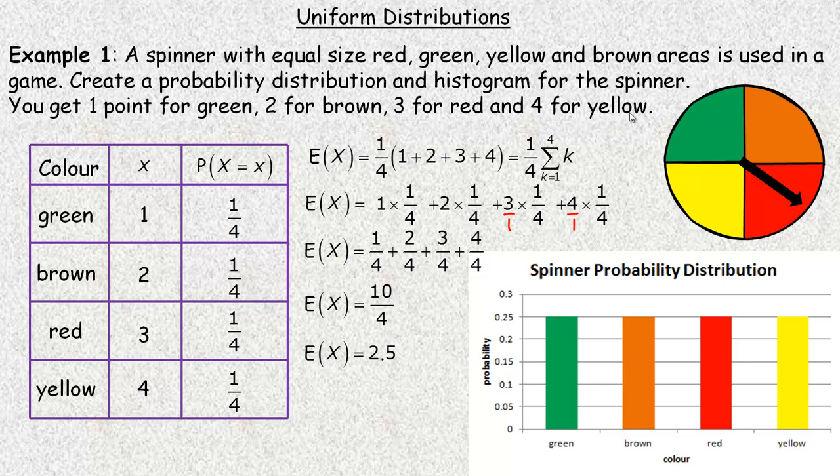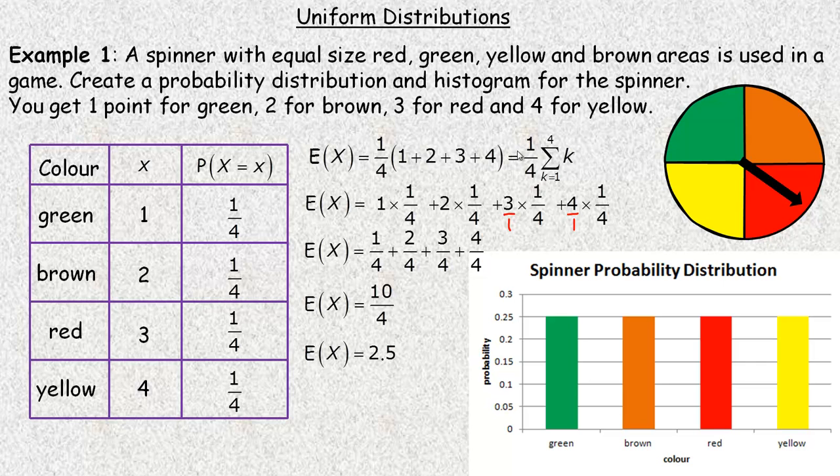Now, one thing I want to show you before we move on to the other example is that the 1/4 is in all of these probabilities, so it can actually be factored out. If we factor that out, then it would be multiplied by 1 plus 2 plus 3 plus 4. Notice that is the sum of all the outcomes, 1, 2, 3, and 4, all the points. So we could write this as 1/4 times the sum of all the outcomes.